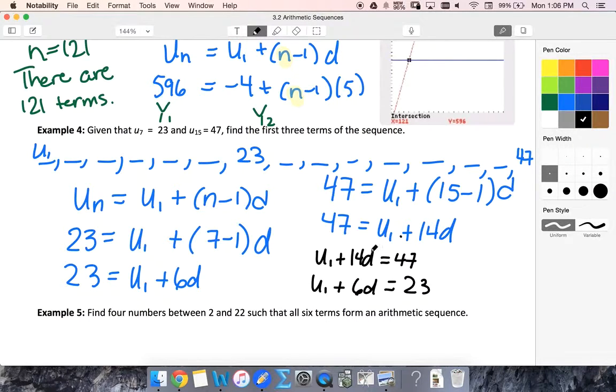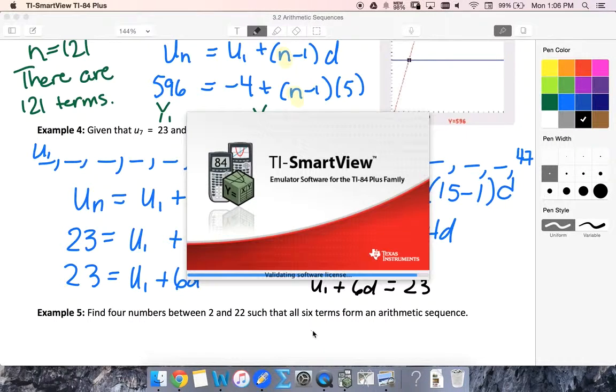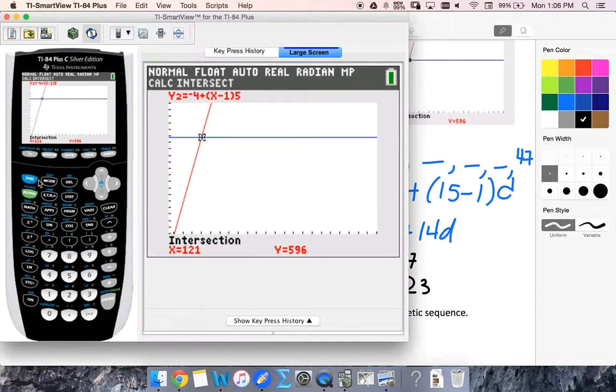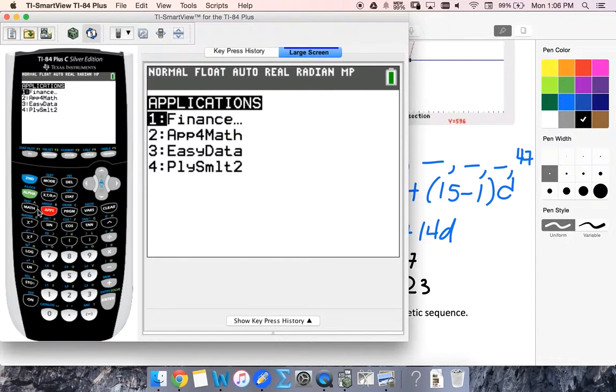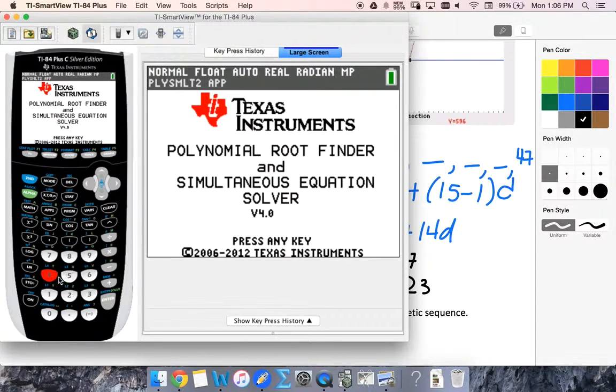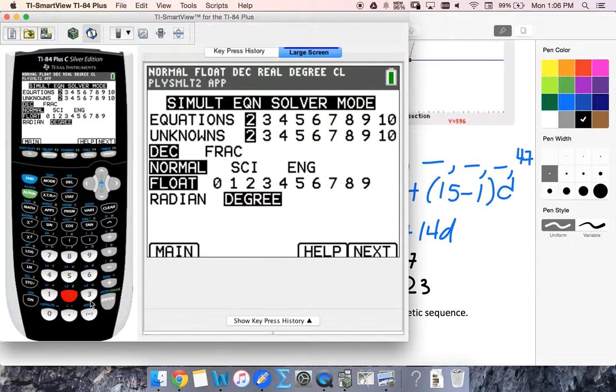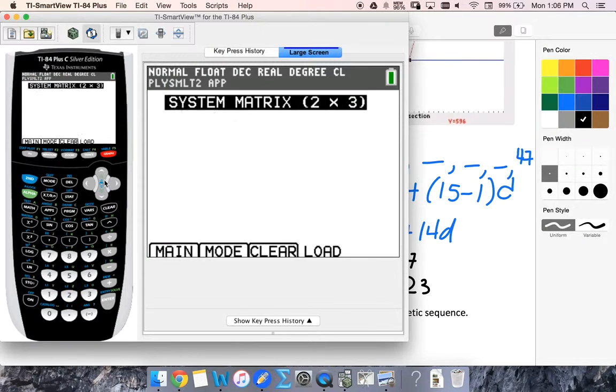And look at that, perfect PolySimult mode. I noticed on your test about half of you are using PolySimult all the time. The other half is not, and this is a huge tool for us. So apps, PolySimult, press any key, simultaneous equations, 2 equations, 2 unknowns.